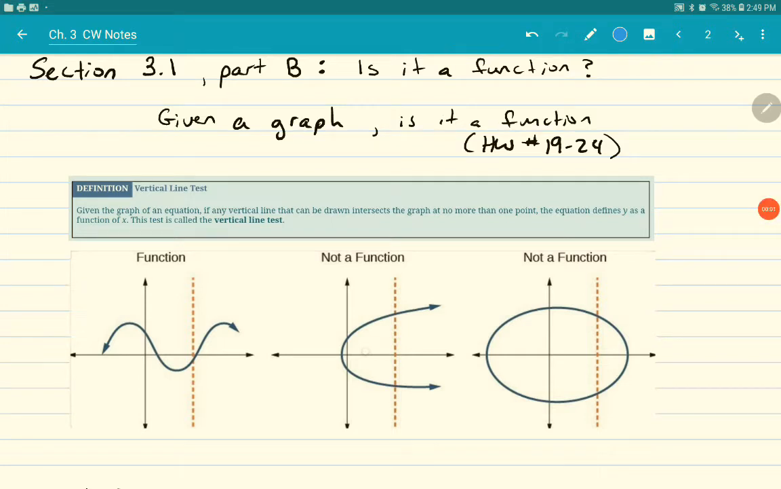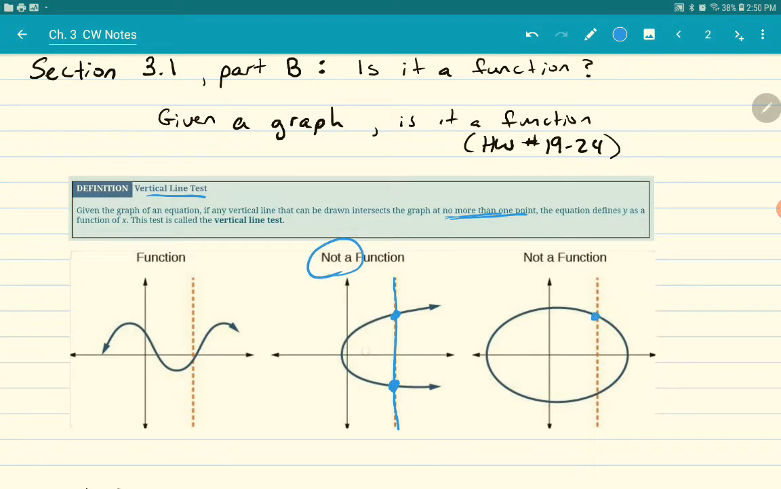In the next part of 3.1, part B, we're asking ourselves, is it a function if we're given a graph? So we're going to use a vertical line test to determine if it's a function. Given any graph of an equation, if you can draw a vertical line anywhere that intersects the graph no more than 1 point, so it could be 0 points or 1 point, then the equation defines y as a function of x. This is called a vertical line test. If there's anywhere you can draw the line where you cross the curve more than once, that means it is not a function.